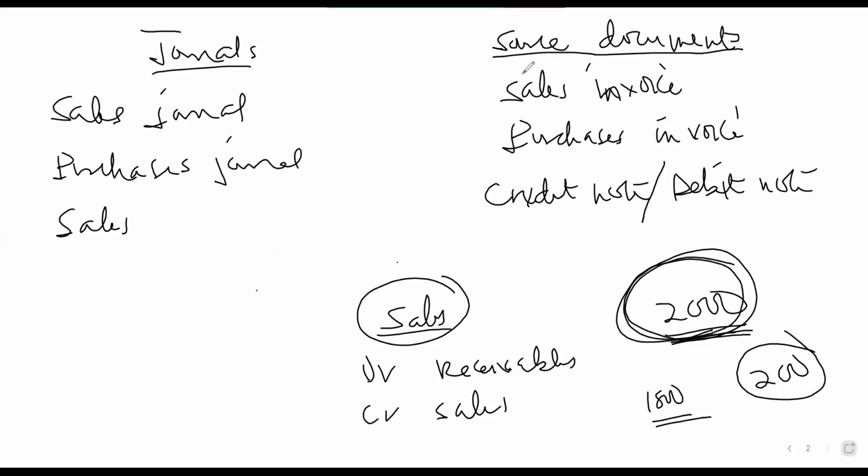Okay, the sales return journal. This will be the sales return journal. Okay, we also have the purchases return.